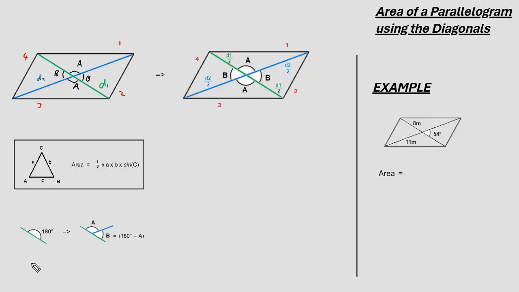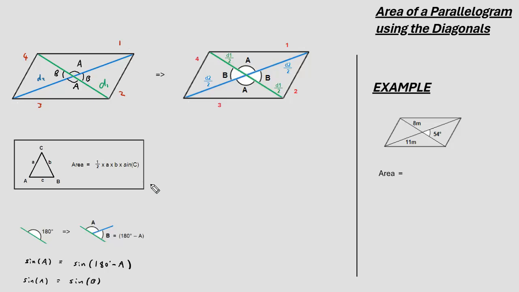And it just so happens that when we're working out the sine of an angle in degrees, the sine of that angle is equal to the sine of 180 degrees minus the angle. So it is the case that sine A in our parallelogram is equal to sine B.